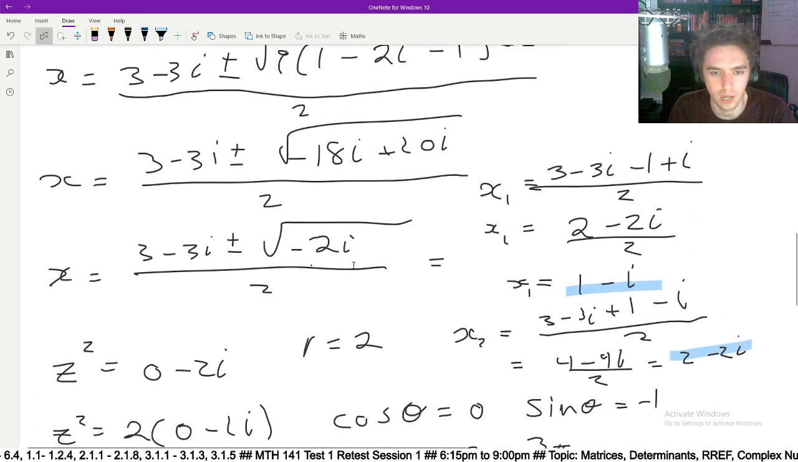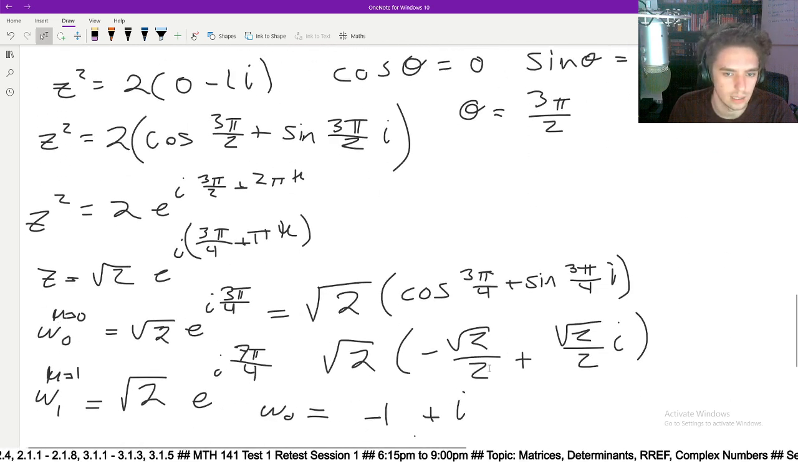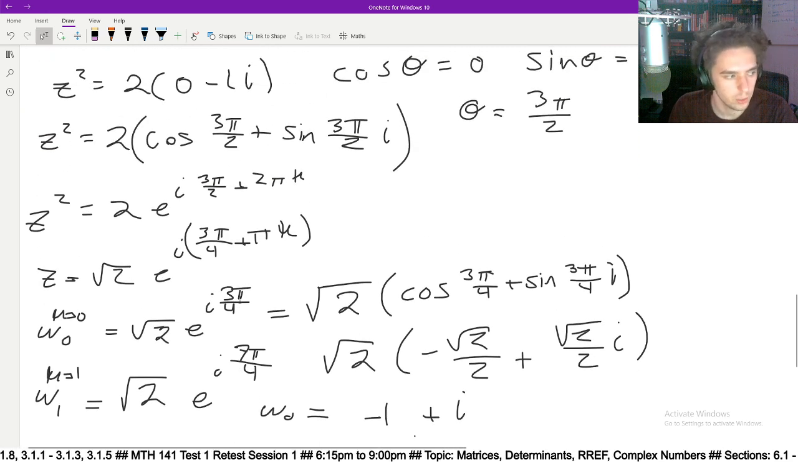I thought I was going to get stuck with the root i thing. Yes, much easier. Just call it a z and then solve for the z and yada yada. Pretty good question.